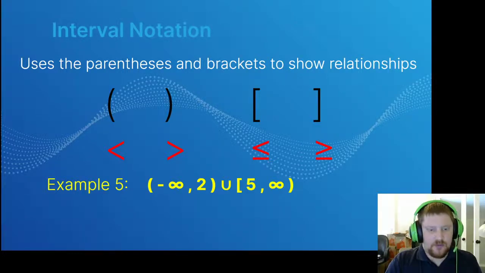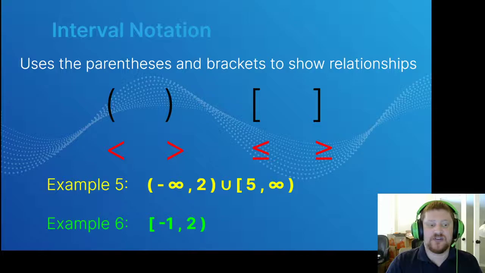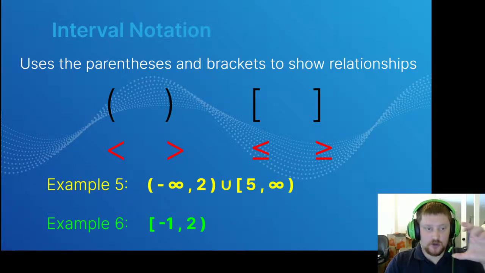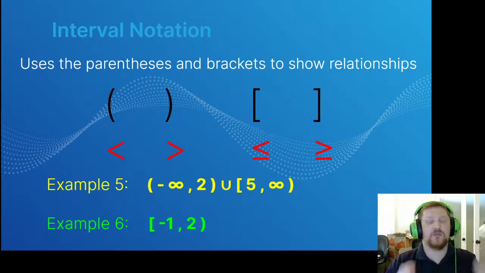The other example that we had was -1 to 2, including -1 but not 2. And we end up with the same thing: a closed bracket for -1 and an open parenthesis for 2.